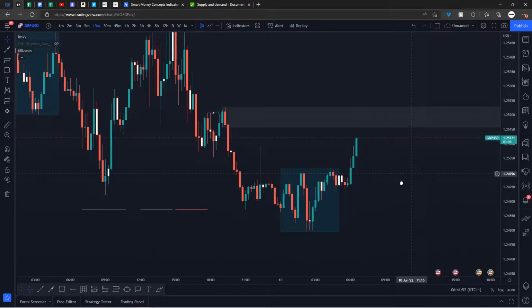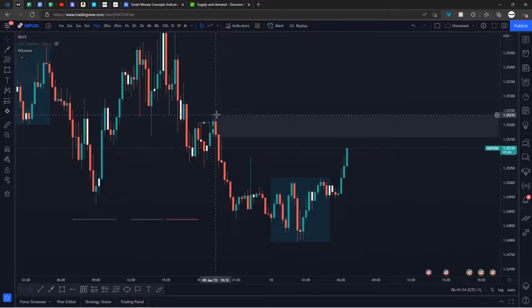It's not the most convincing. Again, could be liquidity or an inducement for the market to push into this wick potentially. So we'd have to wait to see 15-minute change of character in this trade. So that summarizes my analysis for today.